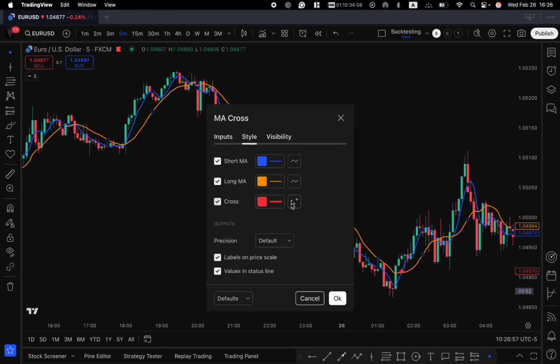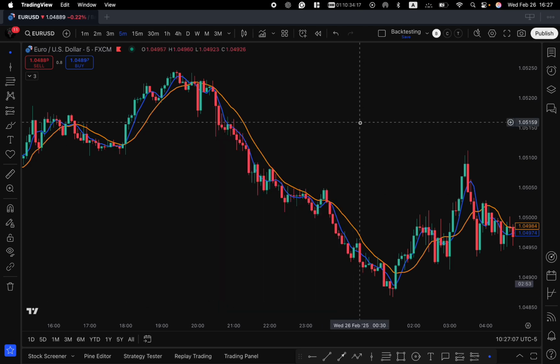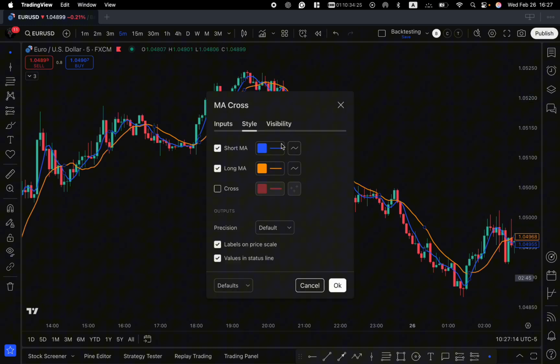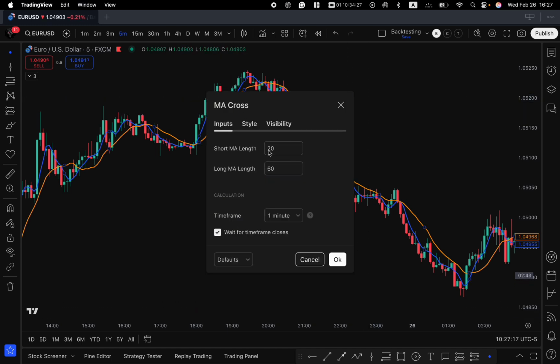So you can leave this on. I don't like this, so I can see it with my own eyes. So why should I bother and overcomplicate things? Okay. So now, the shorter period moving average, which is the blue one here, has a period of 20, and it sets on the 1 minute time frame.